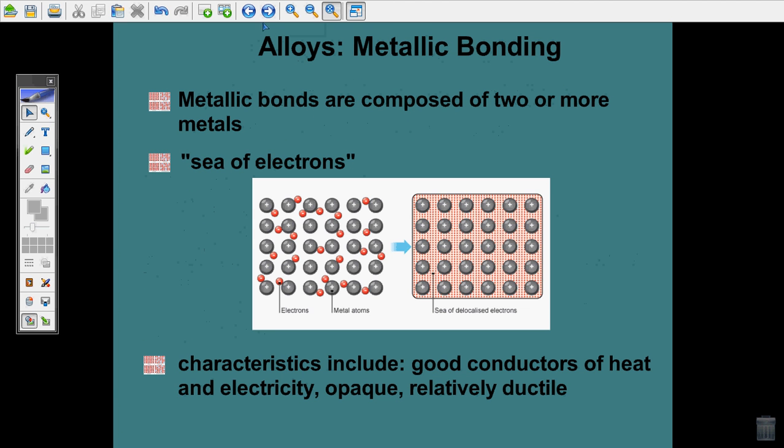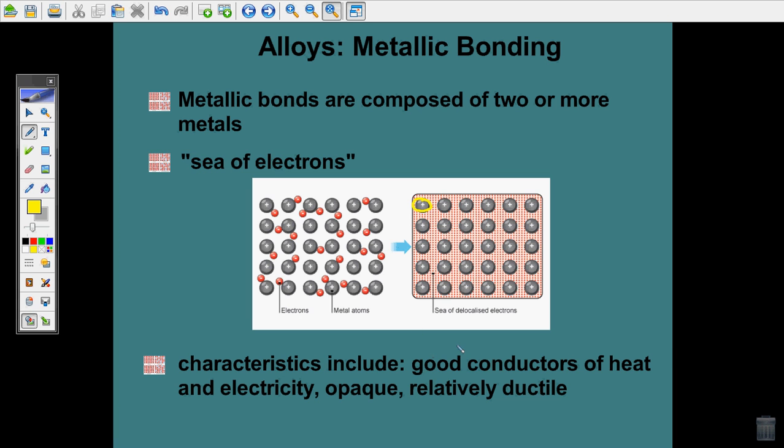So our first type of bonding is metallic bonding, and these are basically what we call alloys. It's composed of two or more metals, like bronze, copper, and zinc, or tin, copper, and brass. What you have is a sea of electrons, where this positive charge is the nucleus and the red is electrons, and they freely move back and forth all over the place. This is what makes them such good conductors of heat and electricity. We can just pass electrons right through there, no problem.